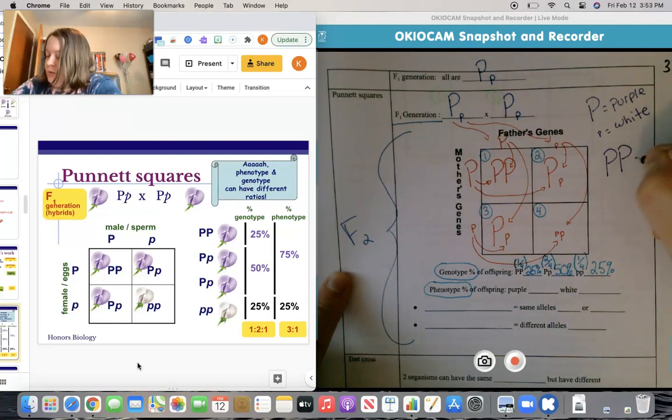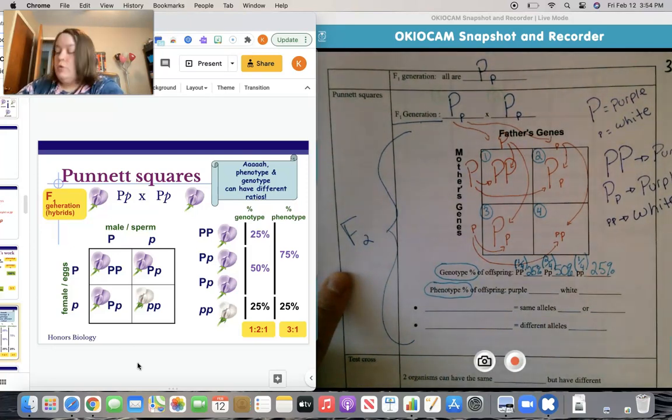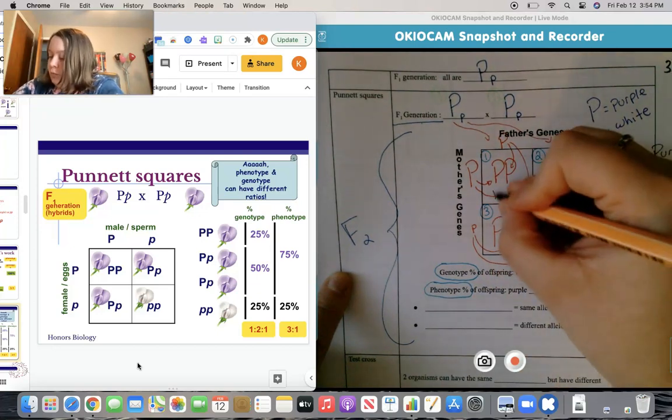They could either have big P. Because big P is dominant, it's purple. They could have big P, little p. Big P, little p, it has a big P. It doesn't matter what this other one is, it is purple. If it has a big P, it is purple automatically. The only way that the flower can be white is if there are 2 little p's. So big P equals purple.